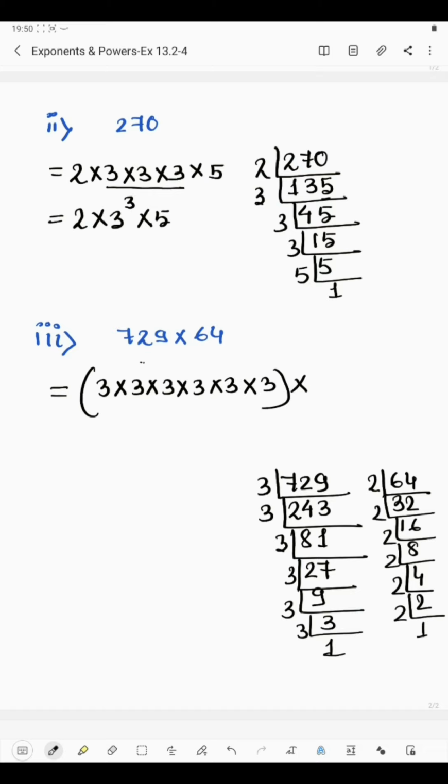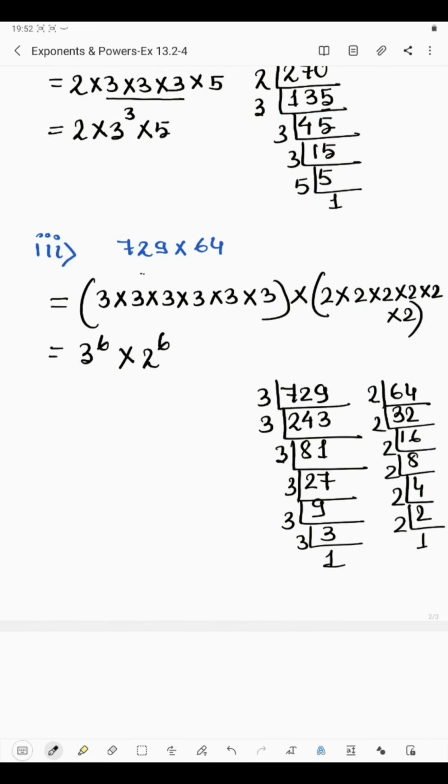Now we will write the factors of 64. So here 2 appeared 6 times: 1, 2, 3, 4, 5, 6. Now here, since 3 is multiplied 6 times, the power of 3 will be 6, and 2 is multiplied 6 times, so the power of 2 also will be 6. So it will be 3 raised to the power 6 multiplied by 2 raised to the power 6.